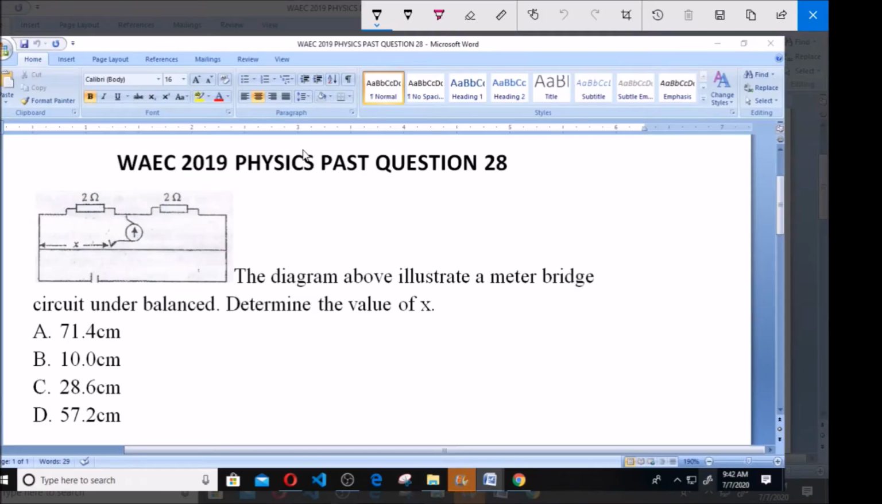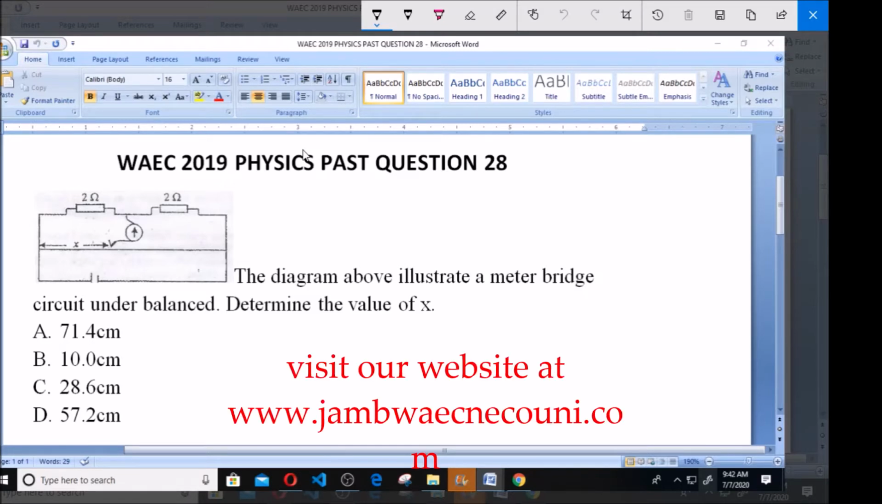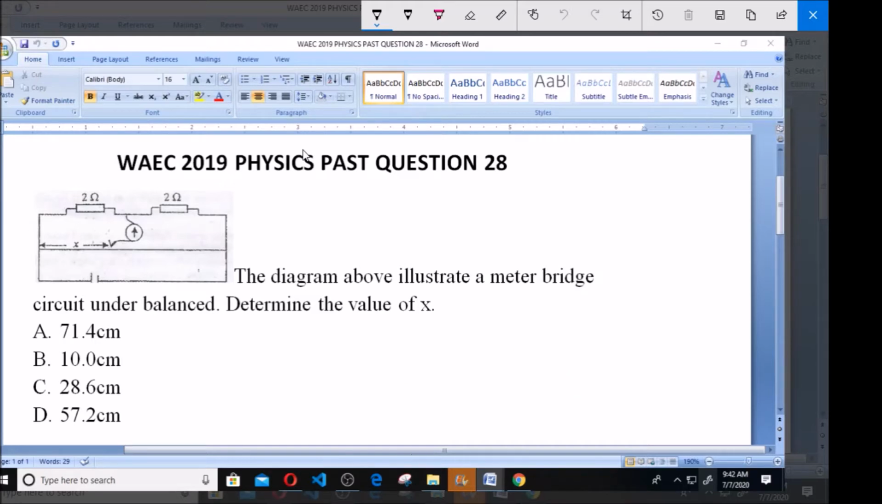Hello and welcome. Today we'll be dealing with WAEC 2019 physics past question and we'll be solving question 28. The diagram above illustrates a meter bridge circuit under balanced conditions. Determine the value of X.